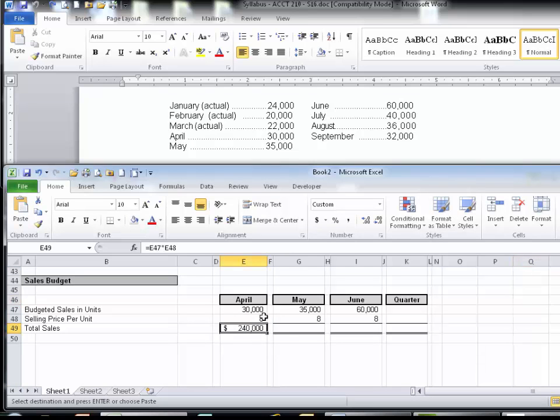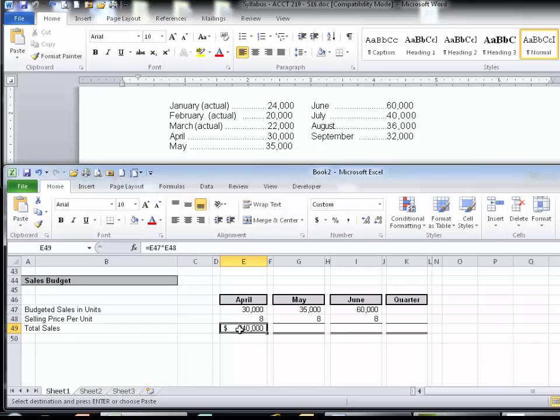I want you to notice that I input data where a raw input was needed, where we couldn't get the number any other way. So for the budgeted sales in units, I had to do hard inputs. And for the selling price per unit, I did hard inputs because we don't have anywhere else that we're getting that data. However, when you come to a cell where the number is going to be the result of a calculation of other information given on the budget, I expect it to be in calculation format on your project, and I will be looking for this.